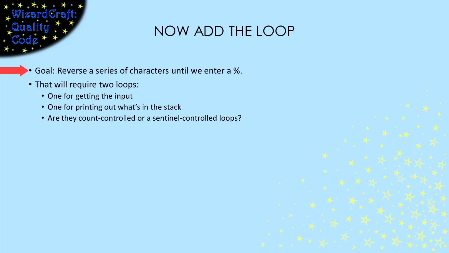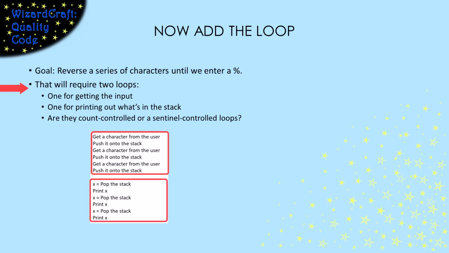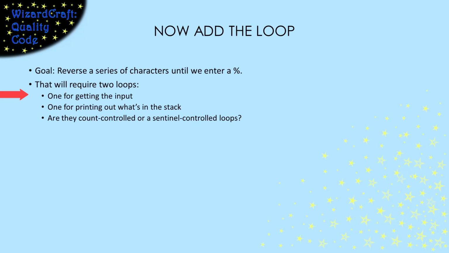Our original challenge was to take the input from a user until we saw a percent sign, and then output it in reverse. That's going to require 2 loops. Just like our simpler implementation required 2 sets of things that we did 3 times each. The first loop is going to get input from the user until we see a percent sign, and the second is going to output what's on the stack until the stack is empty. Count controlled or sentinel controlled? Sentinel controlled, because we don't know how much input the user is going to give us before we see a percent sign.